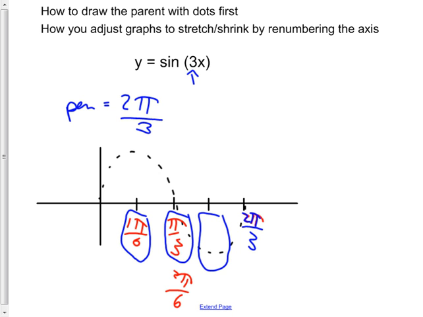And then if this is 1 pi over 6 and this is 2 pi over 6, what's that? 3 pi over 6, also known as pi over 2 if you wanted to reduce it. So there, I've got my new labels for my x-axis. Okay?